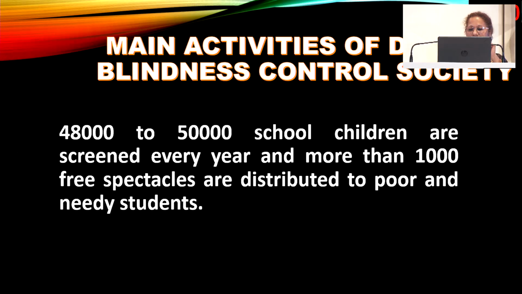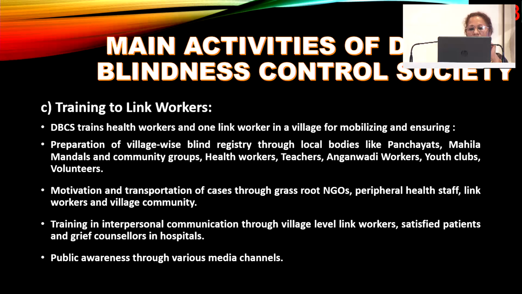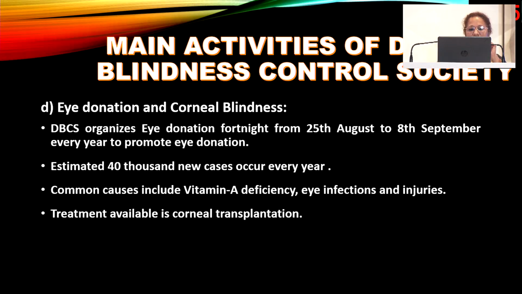48,000 to 50,000 school children are screened every year, and more than 1,000 free spectacles are distributed to needy students. It also trains the health workers, and cross-linking is very important. A village-wise blind registry is maintained through local bodies like panchayats and mahila mandals, and motivation and transportation of the cases is done through grassroots NGOs, peripheral health staff, link workers, and village communities. Training in interpersonal communication is very important, and public awareness is created through various media channels.